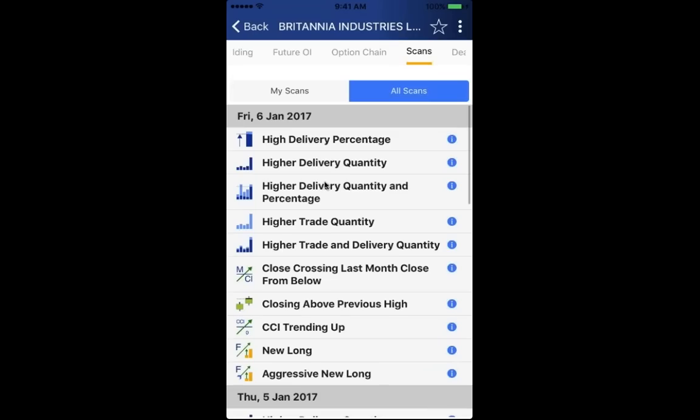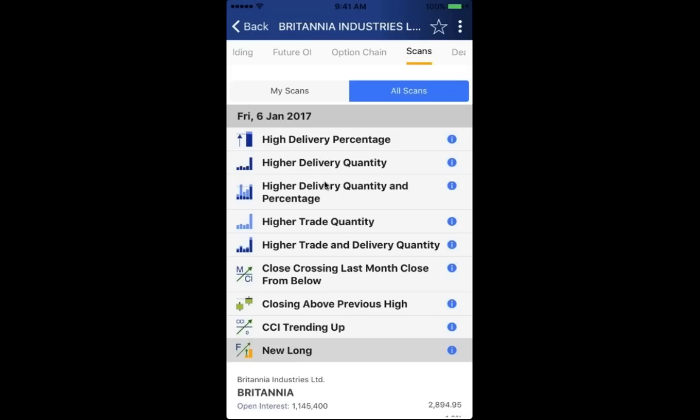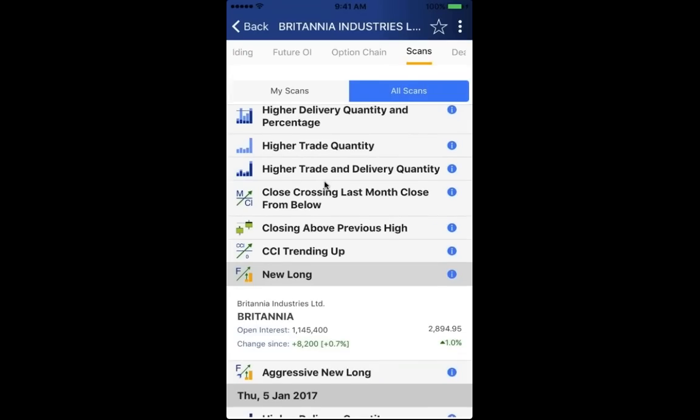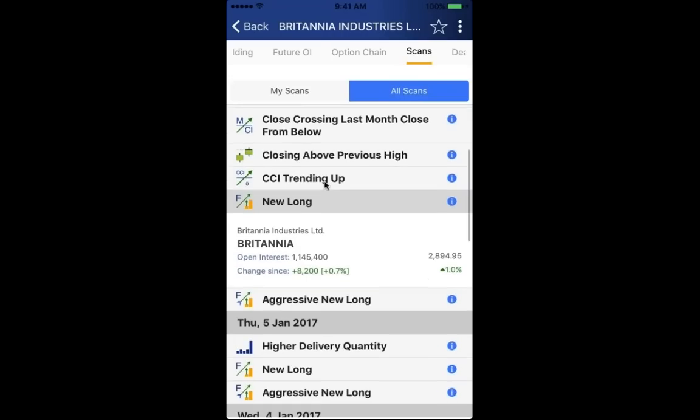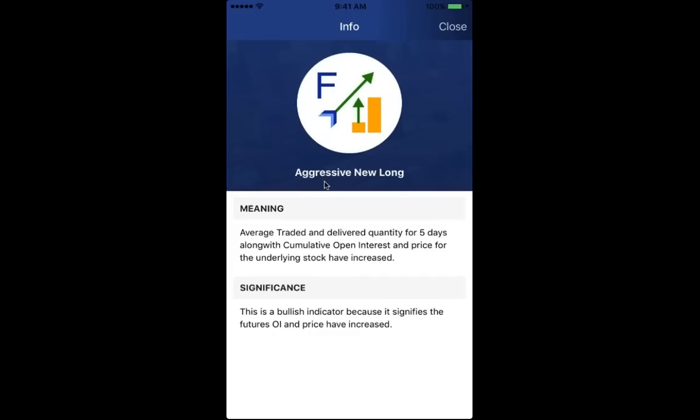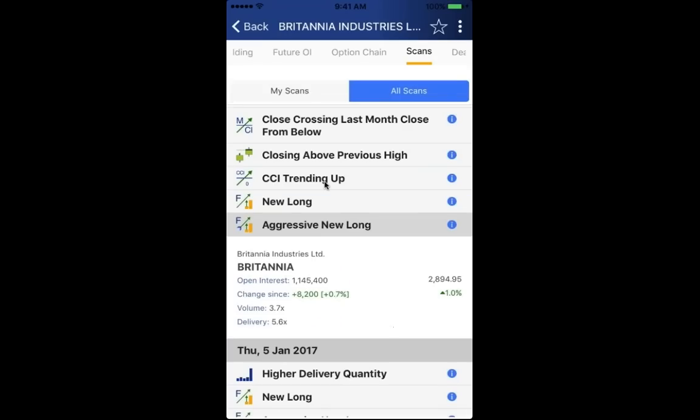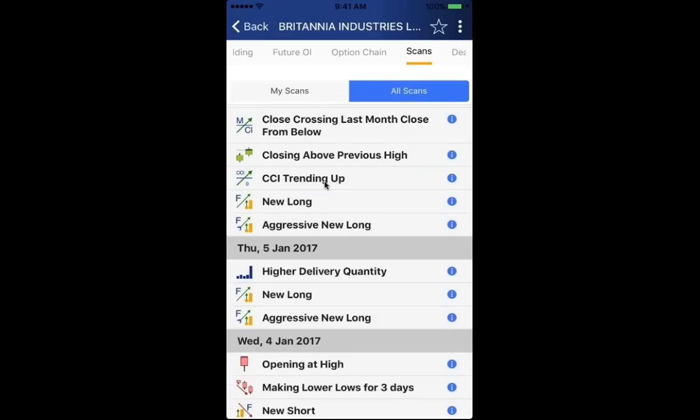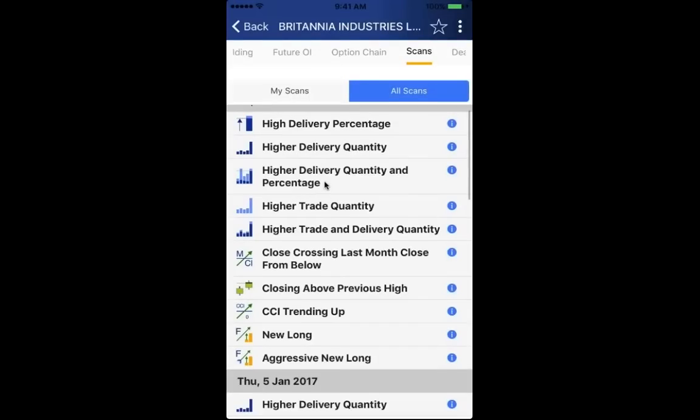Same thing if I go back and let's say I do it for Torrent Pharma and I quickly go to scans and I figure out, okay, Torrent Pharma is a little different from Britannia. You know what is happening in Torrent Pharma? Most of them are fine. It's closing above the high, making 3 higher highs. That's all right. But wait over here. What's happening in Torrent Pharma is very different from Britannia. Britannia had long build up. In Britannia, price was going up and open interest was rising. But in this case, it's short cover.